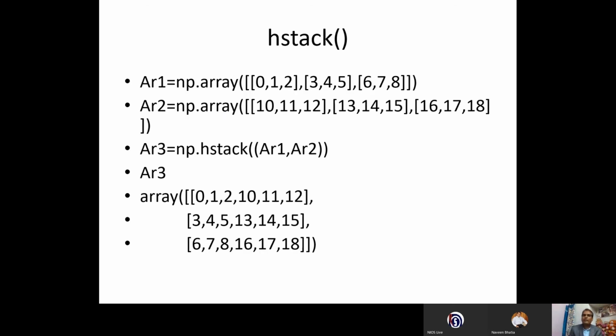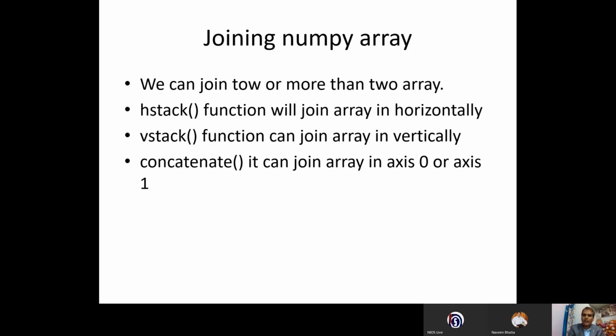Now this is an example of horizontal joining, right? It has taken the first value. Visible? This is called horizontal joining of an array using hstack. Again, it has taken 3, 4, 5 and 13, 14, 15. Okay, this is row number 1, this is row number 2, this is row number 3, and the last values 6, 7, 8 and 16, 17 and 18. So this is the difference between the joining of NumPy arrays.